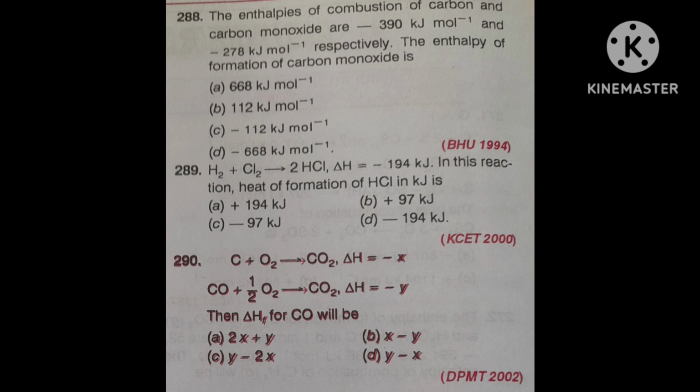Again I am repeating the question. H2 plus Cl2 gives 2HCl, and delta H is equal to minus 194 kilojoule. In this reaction, heat of formation of HCl in kilojoule is, four options are given. First option plus 194 kilojoule, second plus 97 kilojoule, third minus 97 kilojoule, fourth minus 194 kilojoule.